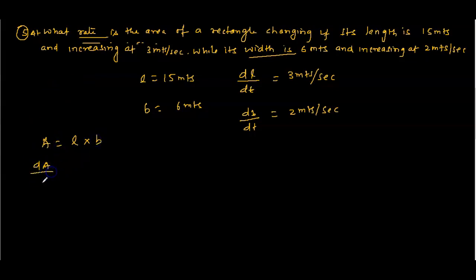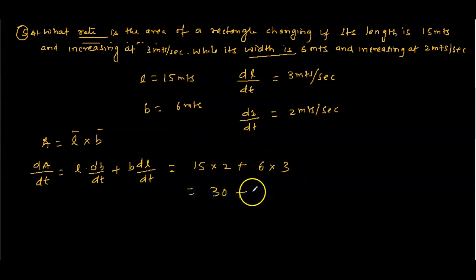So if we differentiate the area here with respect to t, because we need to find how much the area is changing with respect to t. Here L and B both are variable, so we need to apply the product rule: L into db by dt plus B into dl by dt. L is given here as 15 into db by dt, which is 2, plus B as it is, B is 6 times dl by dt, which is 3. So this is 30 plus 6 times 3 is 18, which gives 48 meters square per second. This is the rate of change of area.